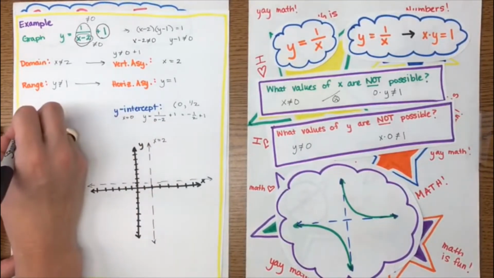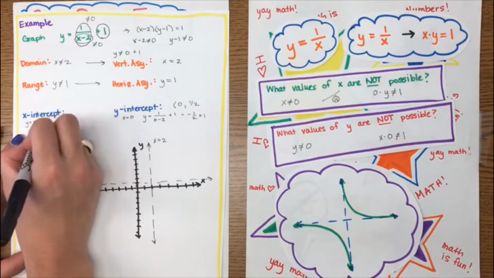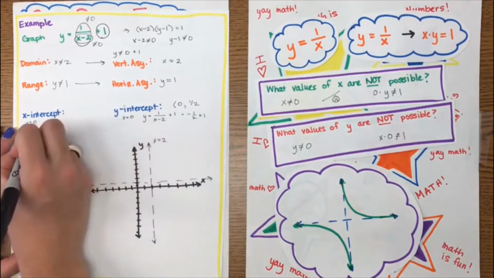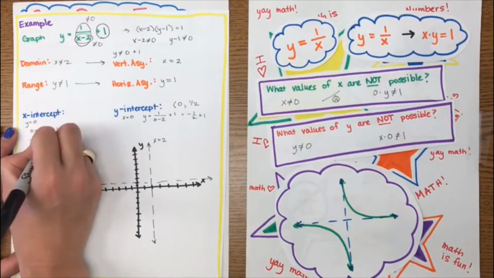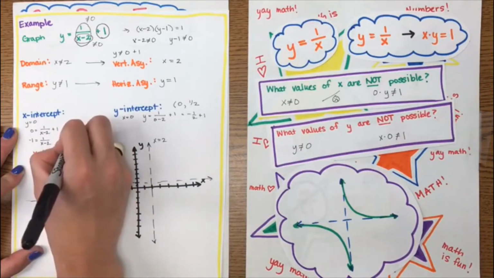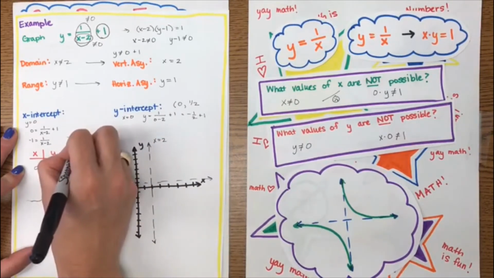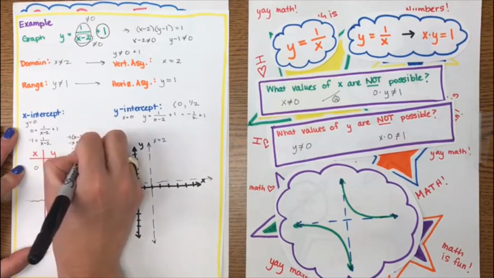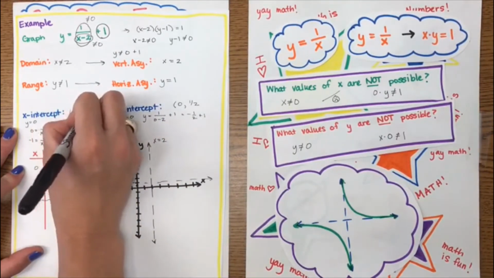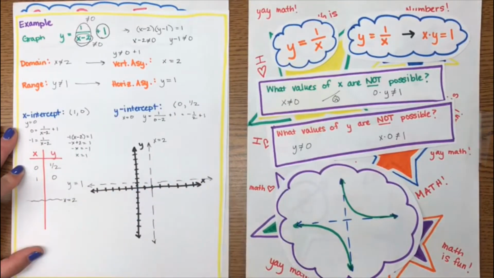My x-intercept happens when y is equal to 0. So that gives me 0 is equal to 1 over x minus 2 plus 1. Subtract 1 from each side. Negative 1 is equal to 1 over x minus 2. Multiply both sides by x minus 2. Negative 1 times x minus 2 is equal to 1. Negative x plus 2 is equal to 1. X is equal to 1. So this gives me the point 1, 0. So I have those 2 points.